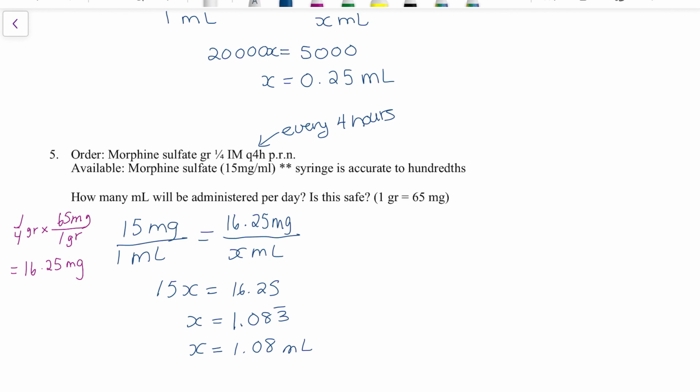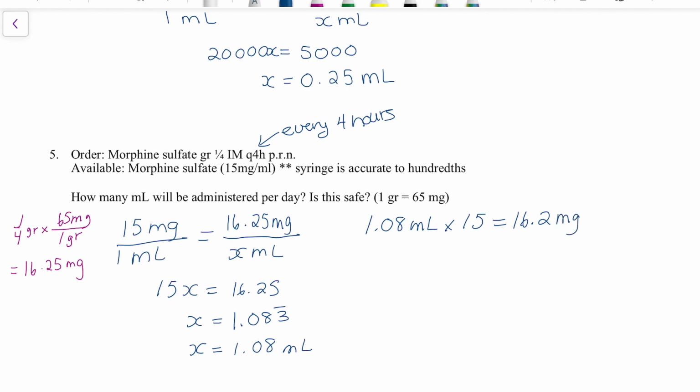So now we need to determine if that rounding was safe to do. So to do that, I'm going to take my 1.08 milliliters and figure out how much of the drug that is actually giving them. And it is giving them 15 milligrams per milliliter. So I'm going to times by 15. And I get 16.2 milligrams is what I'm actually giving them.